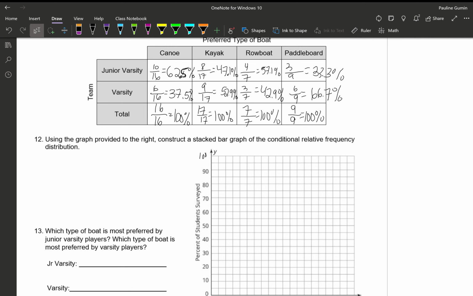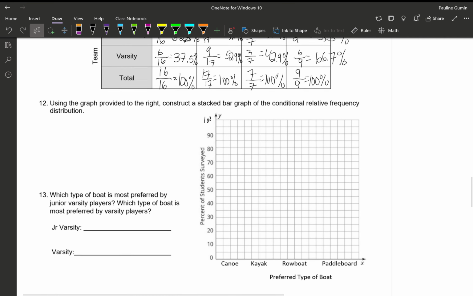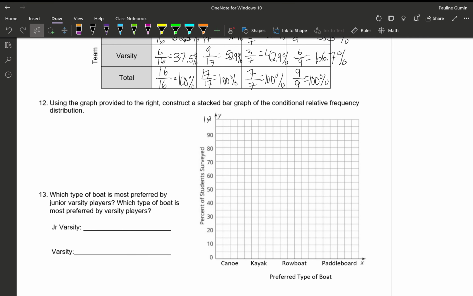Next, we're going to, oh, thank goodness, I thought sometimes in class it unzooms if I zoom in too much. Okay, using the graph provided below, construct a stacked bar graph of the conditional frequency distribution. So notice our percents are going by tens, which is perfect. It goes up to 100. So if you imagine each line in between is a 5, okay? All right, let's get to it.